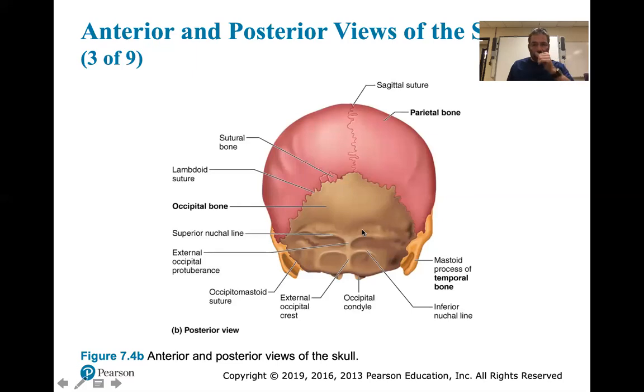And so here is your posterior view again. So superior nuchal line, this is the superior above. Here's your inferior. So this is going to be where a lot of those neck muscles or strap muscles attach.